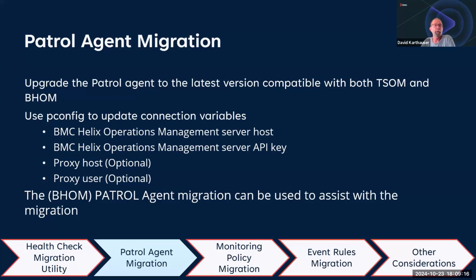But assuming that we do an upgrade in place of the existing patrol agent to the latest compatible version, then there are some p-config variables that need to be set to point to the BHOM and supply it with an API key. And because this is in the cloud, and some or maybe even all of your hosts do not have connection to the internet, you can run these through a forward proxy, and that's optionally configurable.